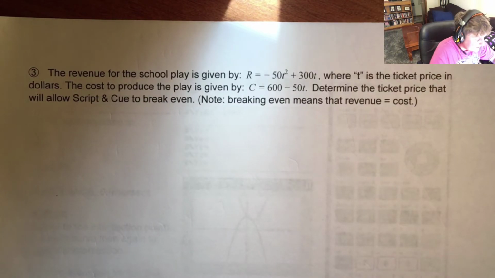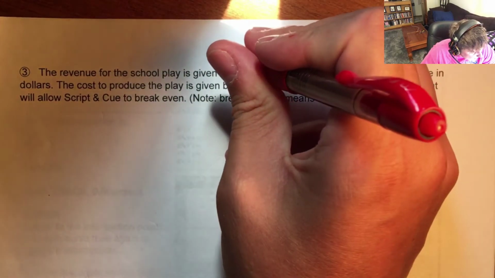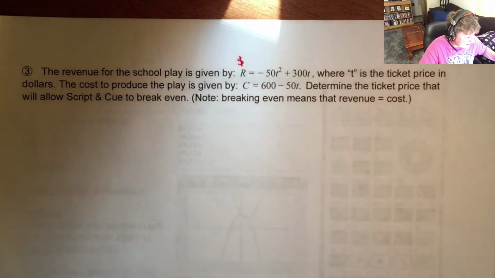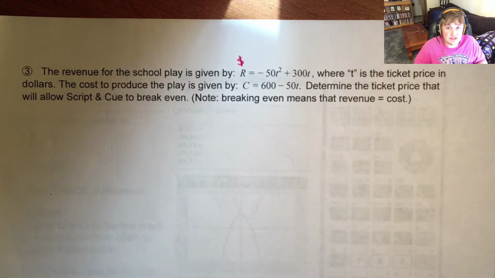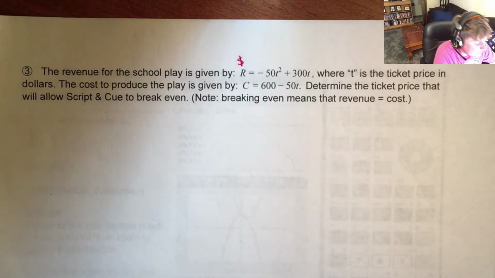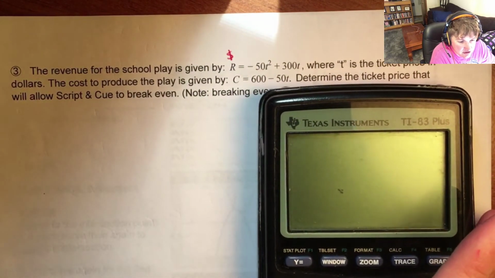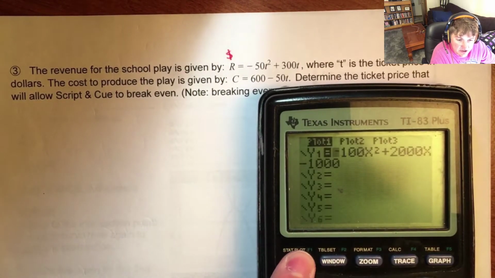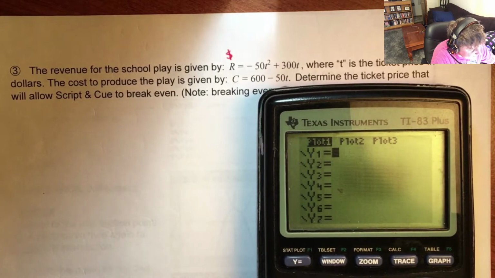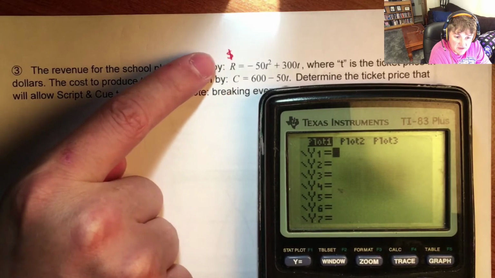Even though I have an R and a C, they're both talking about dollars in general, so we can treat them both as y. The revenue and cost are still talking about dollars in the same increments and amount. So literally most of the work's done on the calculator here. The first thing I'm going to do is hit Y equals, and I'm going to clear out this top function. And what I'm going to do instead is write R as the top one.